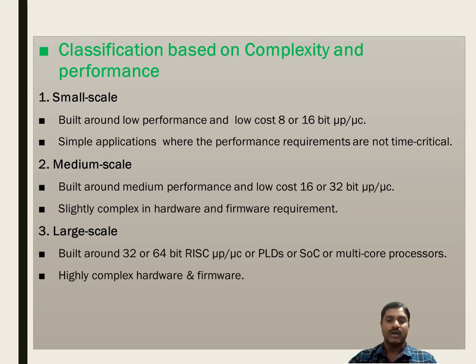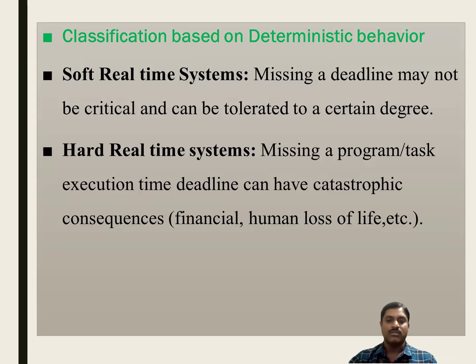And coming to the third classification, it is based upon deterministic behavior. So it can be classified into two types. One is the soft real-time system, and the second one is the hard real-time system. In the soft real-time system, missing a deadline may not be critical and can be tolerated to a certain degree. In a hard real-time system, missing a program task execution time deadline can have catastrophic consequences.